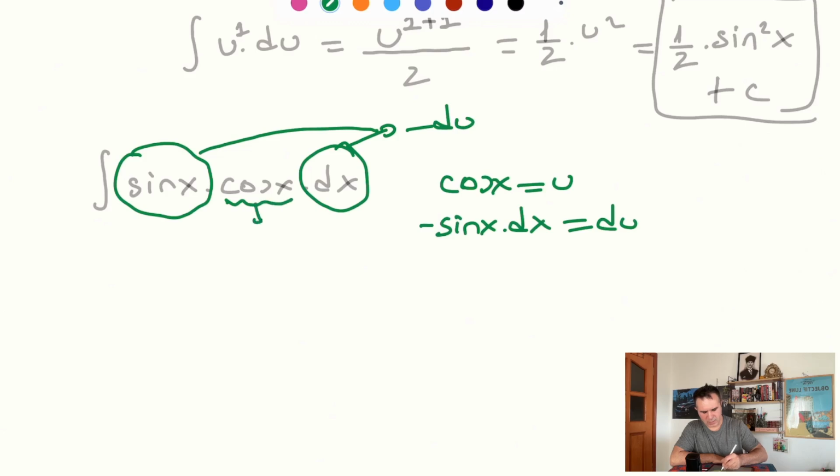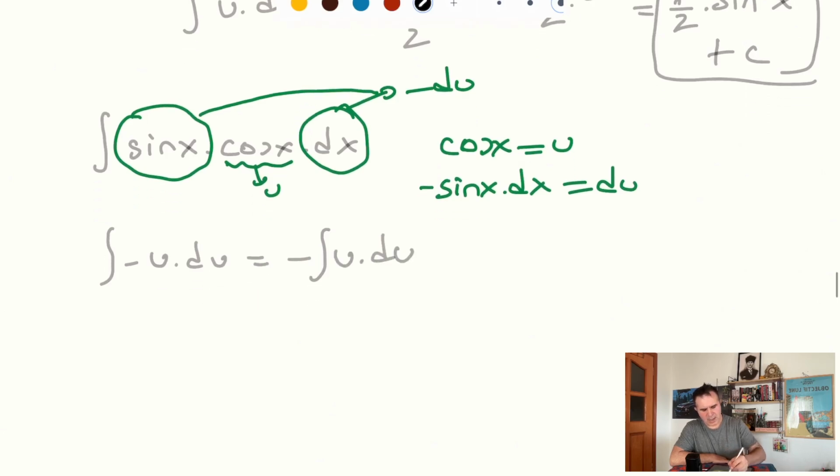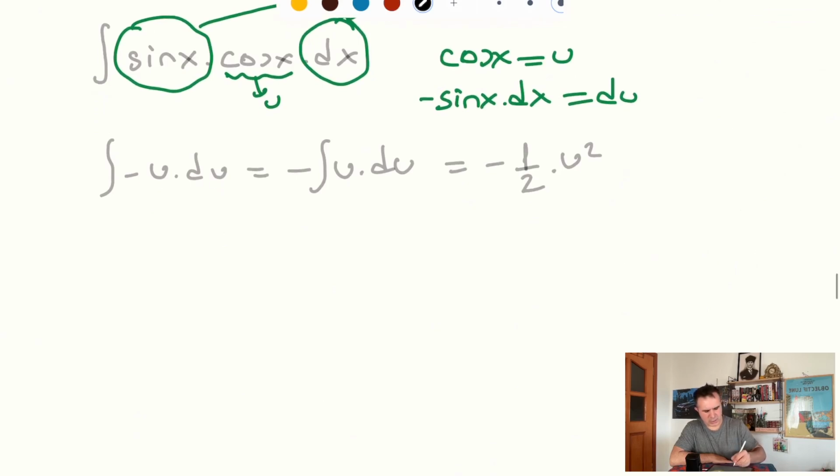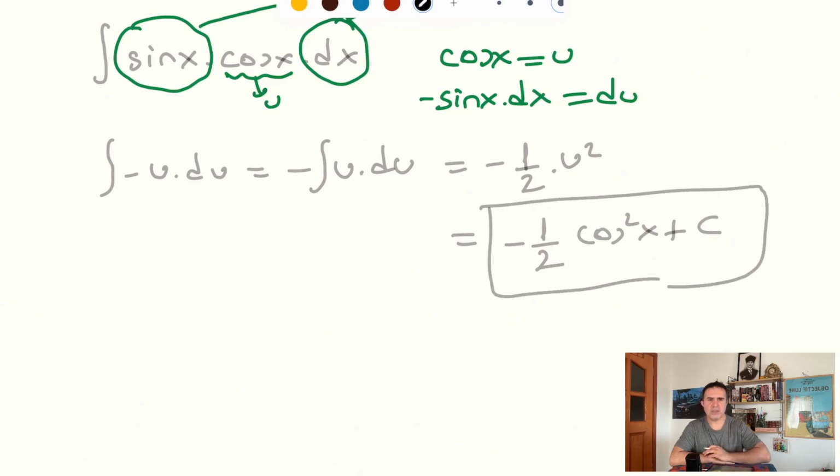And here we have u for cosine x, and the integral becomes minus u du. And since the integral of u du is 1 over 2 u squared, and u is here cosine x, the integral becomes minus 1 over 2 times cosine squared of x, and since the integral is an indefinite integral, we will add a c again.